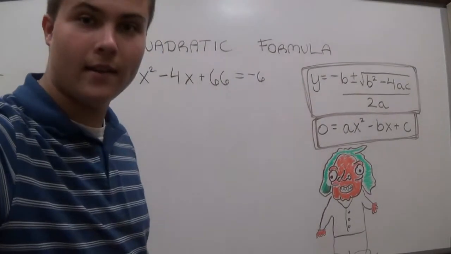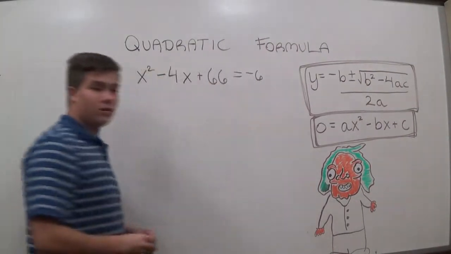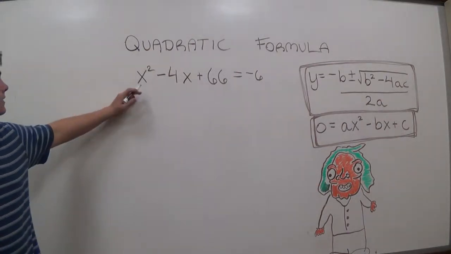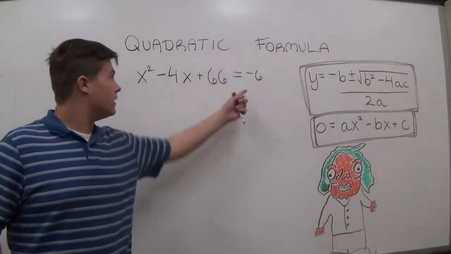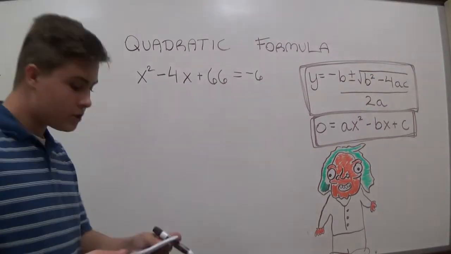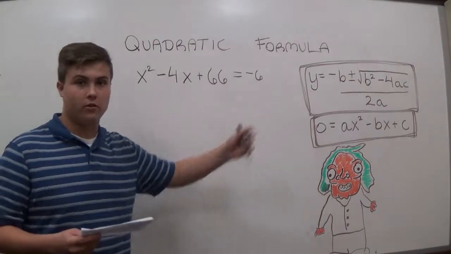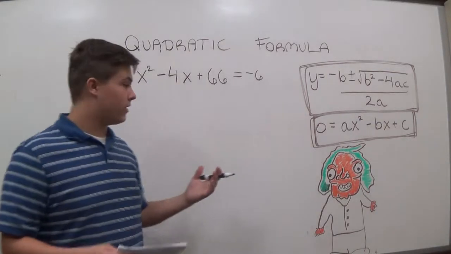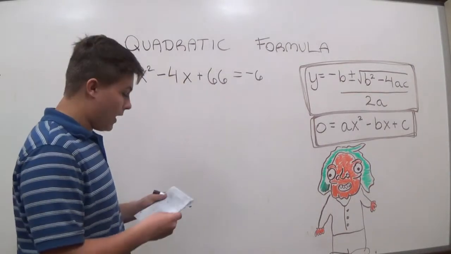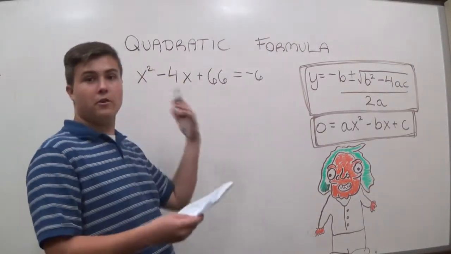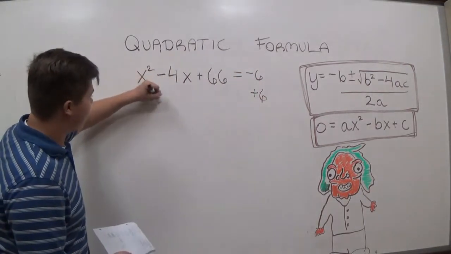Alright, I'm back. So the equation that I've made for you, it's a real snazzy one, is x squared minus 4x plus 66 equals negative 6. The first thing you're going to want to do is make it equal 0, like we showed right there. And for those of you that need extra help, you can just go ahead and ask Mr. Oompa Loompa. Okay, so we have the negative 6, so how do you make that 0? You're going to want to add 6 on each side.